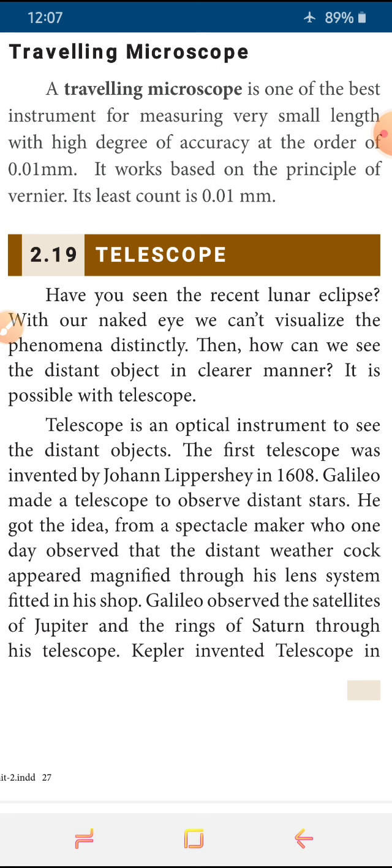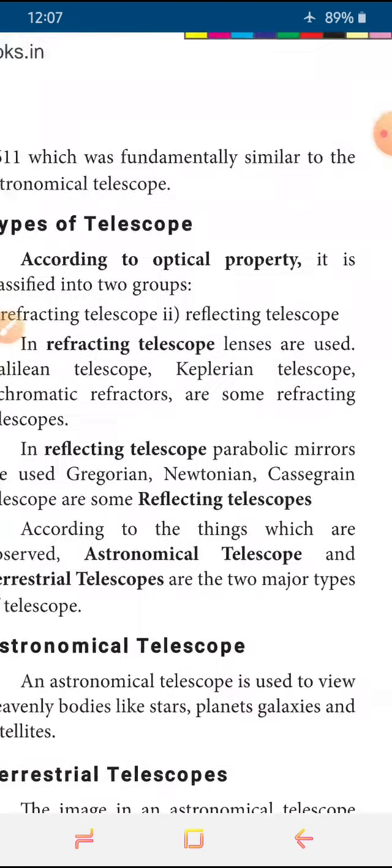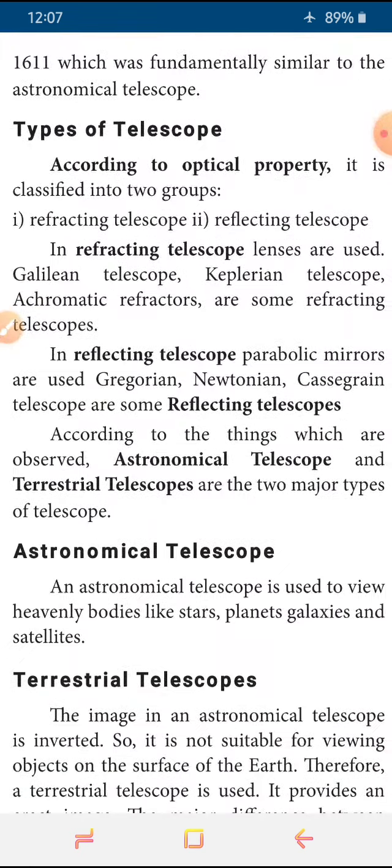And Kepler invented a telescope in 1611. So the telescope was already invented in 1608. That one was modified by the scientist Galileo, and using that he saw the stars and planets, and he gave more ideas about the distant stars and planets.